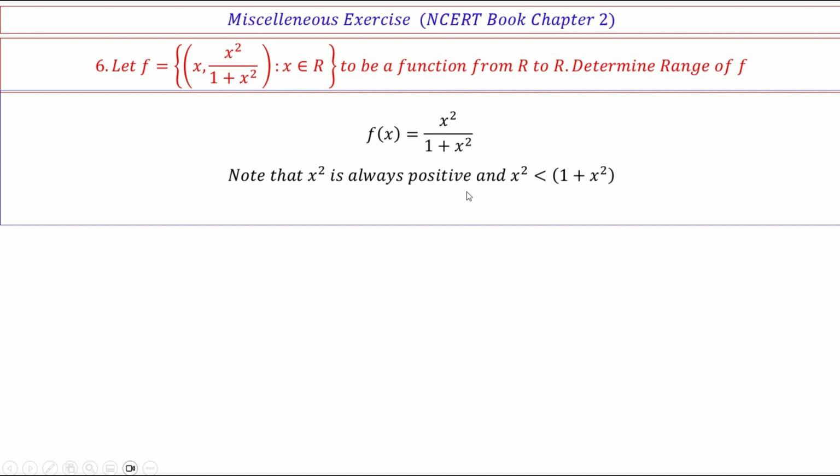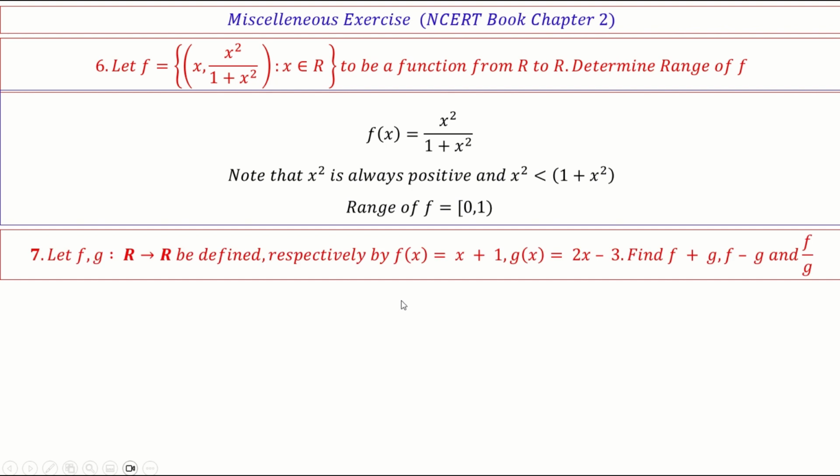So x square is always positive and x square is always less than 1 plus x square, correct? Which means the range of f is 0 to 1, correct? 0 to 1, whereas 0 is inclusive because when x equal to 0, you will get 0 value here, okay? And 1 excluded because it will never get 1, it will always be less than 1, okay? That's the range of f, okay?